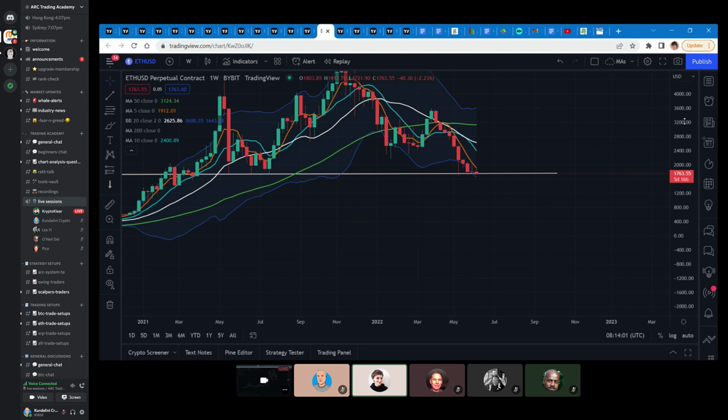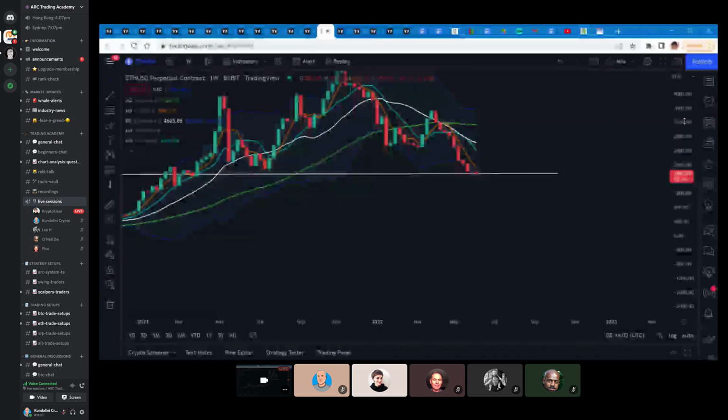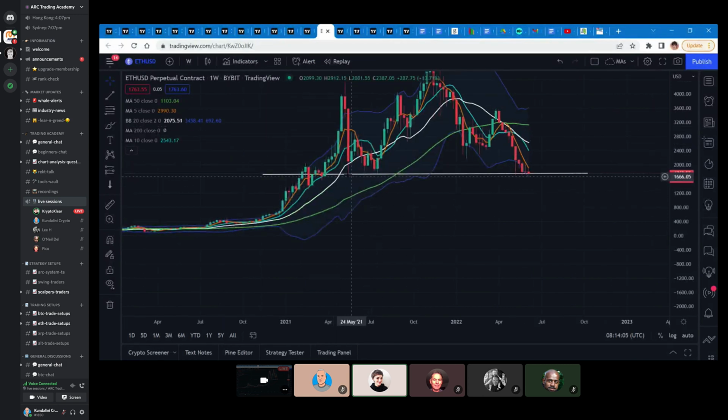But it looks like Ethereum has done its triple bottom. It looks quite similar to the previous structure. But if Bitcoin decides to go down further, Ethereum, I think, will follow as well. I'm 80% of the opinion that it will follow and do another leg down.